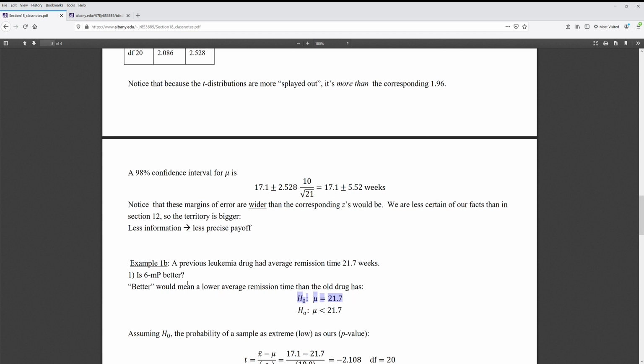If 6MP is exactly like the old drug in this regard, then the average remission time for all patients using 6MP will be the same as the average remission time for the old drug. If it's better, then it will have a lower remission time. The average remission time for 6MP, if it's better, will be less than it was for the old drug. So that sets up our options. Bottom line is, it's a one-tail test. In particular, it's a left tail test, but that doesn't matter so much at this point.